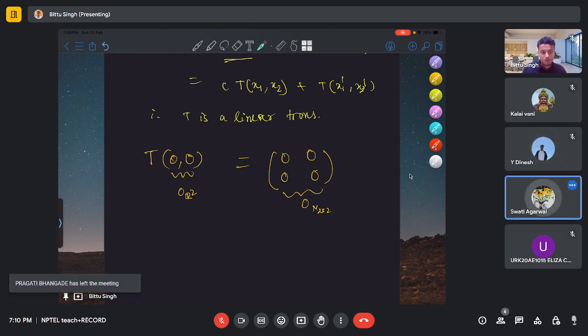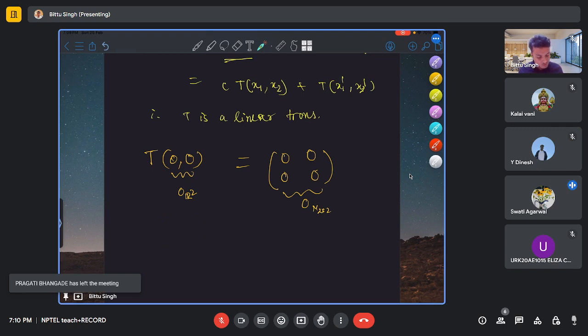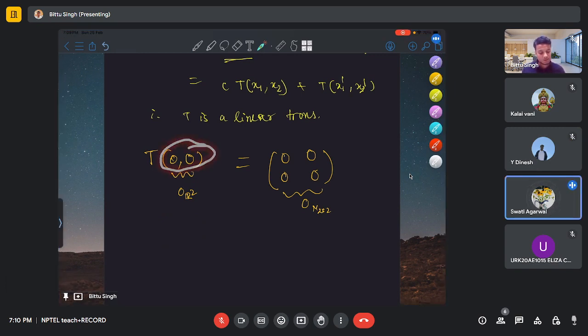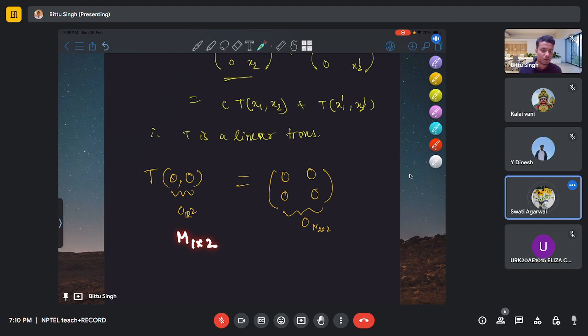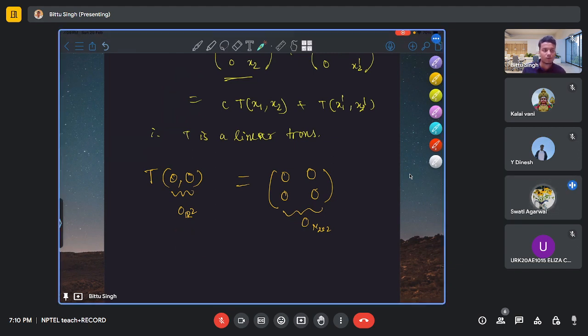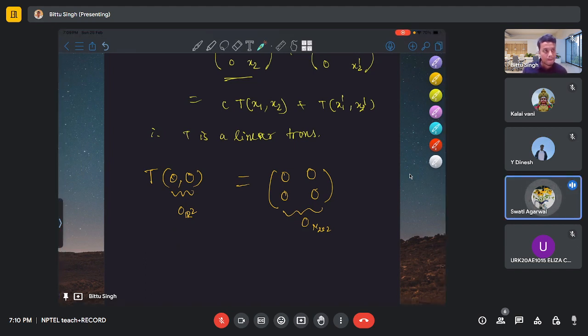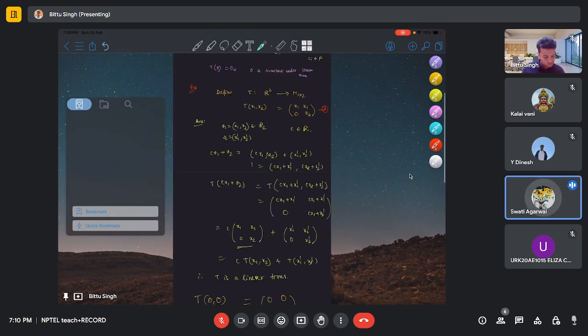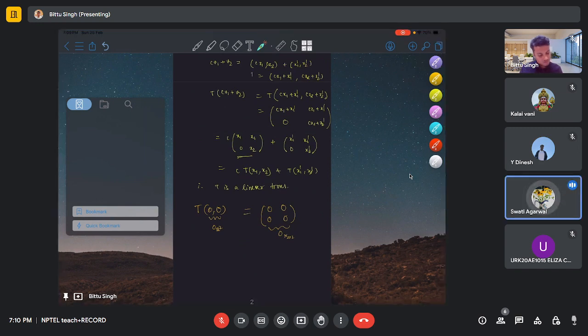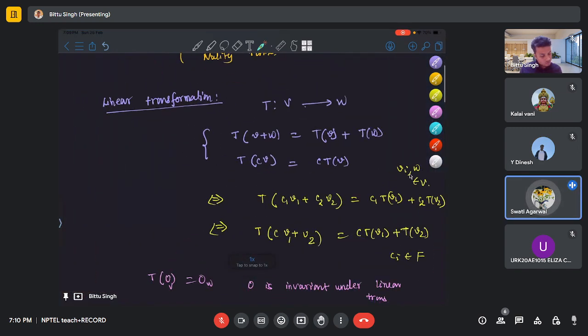It is like a matrix only, correct? Which thing? The T of 0 comma 0? Yes. You can think of this R2 as a 1 by 2 matrix, one row and two columns. So isn't this individual 0 0 like individual matrices like V1, V2? We had V plus W, right? You had T of V plus W, correct? So in the rules, yes, in the rules we have T of V plus W is equal to T of V plus T of W.